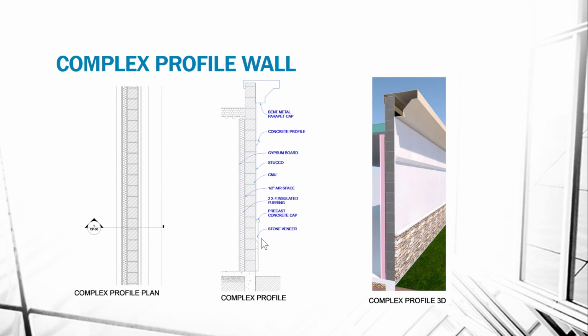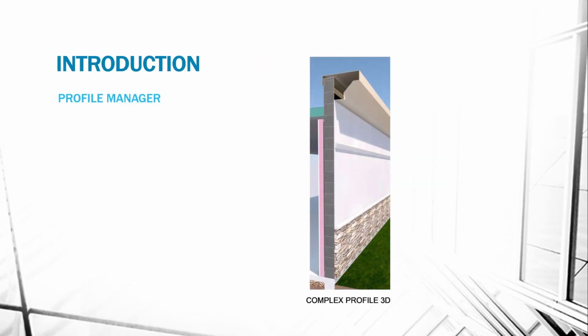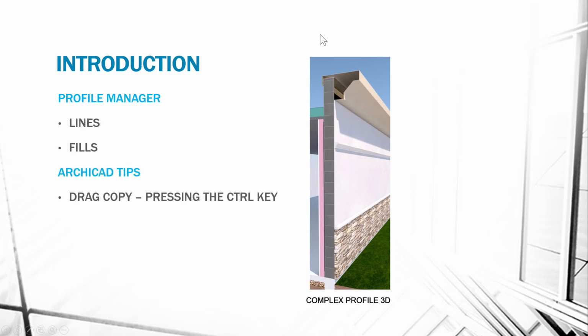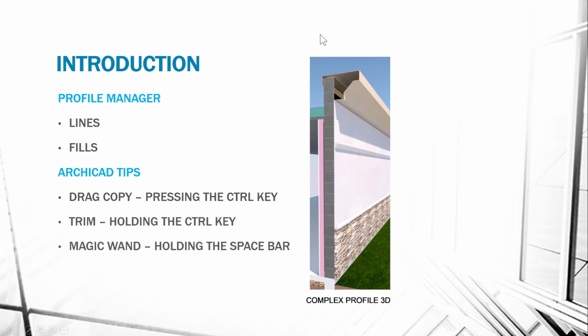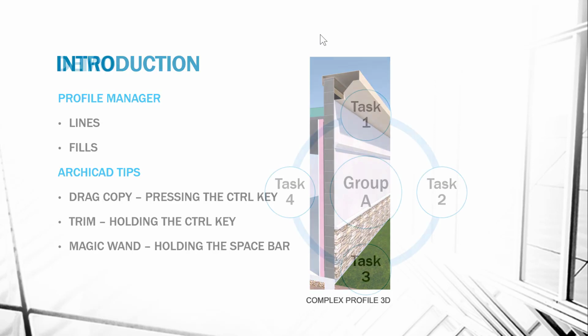Like I said, we're going to create a complex profile wall. It looks great in plan, in section, and then also in our 3D model. With the Profile Manager, we're going to use lines and fill to create this profile. And then we're going to use a few tips here: drag copy by pressing the control key, trim holding the control key, and magic wand holding the space bar.